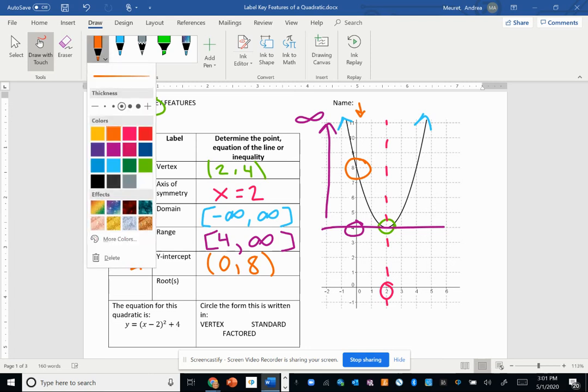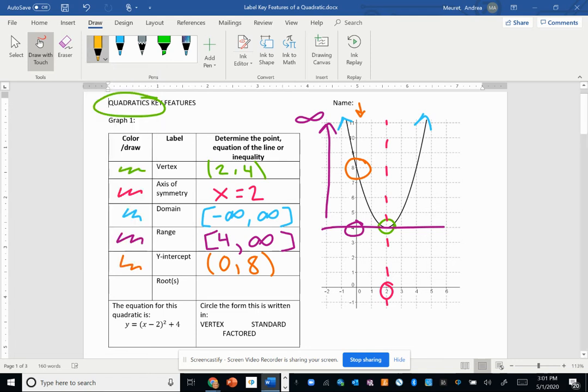And then finally, the roots. Remember that the roots are where it crosses the x-axis. I'm going to use yellow. Oh, this graph doesn't cross the x-axis, so it actually doesn't have any real roots. So I'm going to write none.